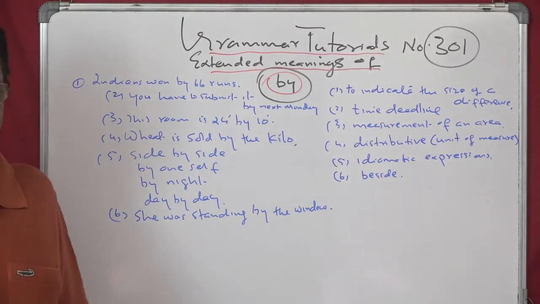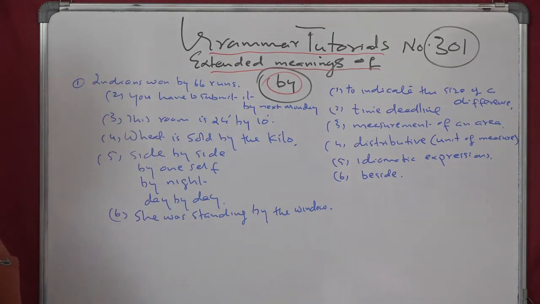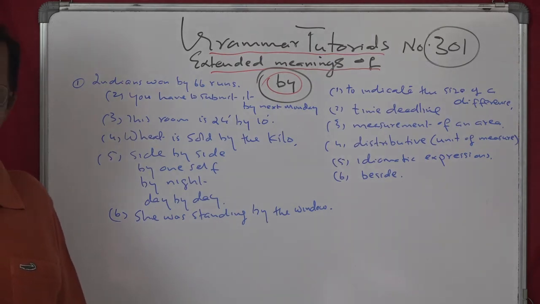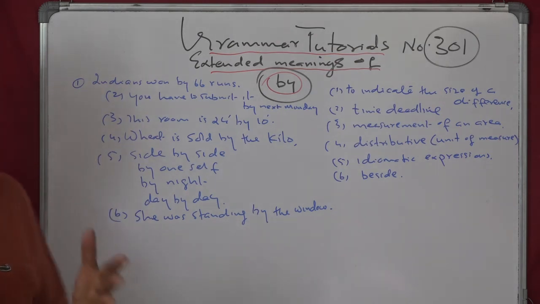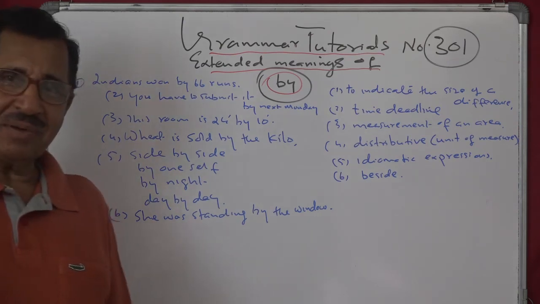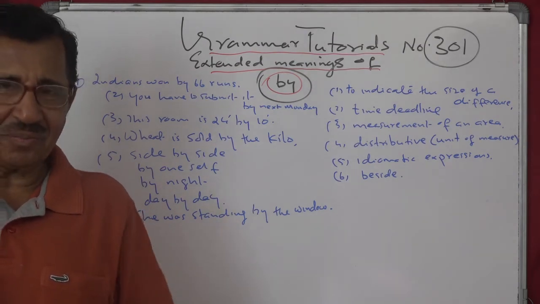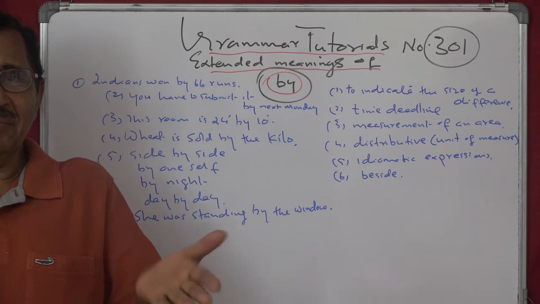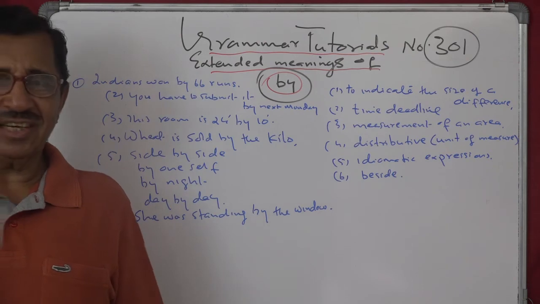By oneself: everybody works for his basic requirements by himself or herself. By night: don't go out by night alone. This is the skill. Because witches will come and catch hold of your neck, if you believe. And then day by day means one day and then the next day, progressive. So day by day, he improved. Day by day, his or her health became worse.